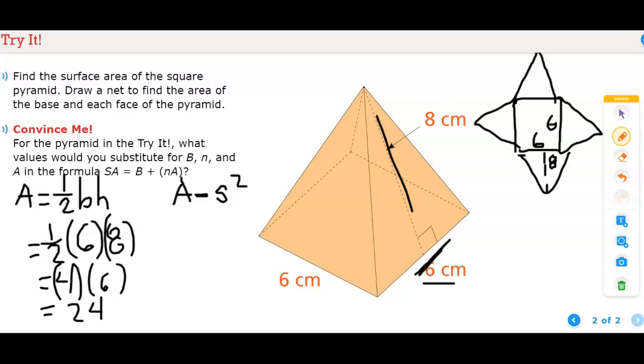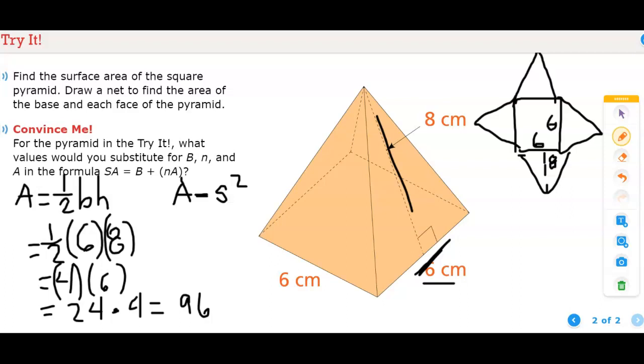But there are 4 of those triangular faces. 1, 2, 3, 4, right? We have 4. So we're going to multiply that 24 times 4, the same as adding 24 4 times. So 24 times 4 is equal to 96. So the area of the 4 triangular faces is 96 centimeters squared.